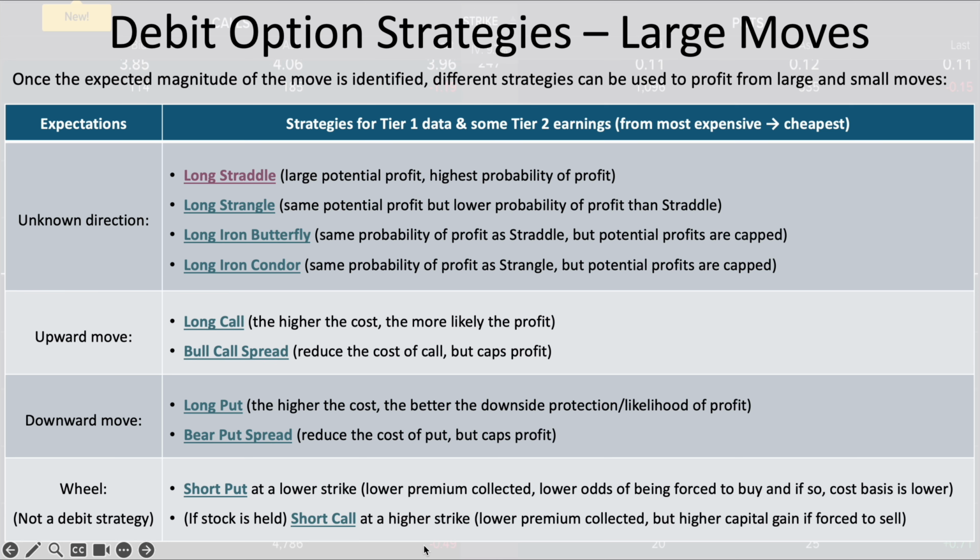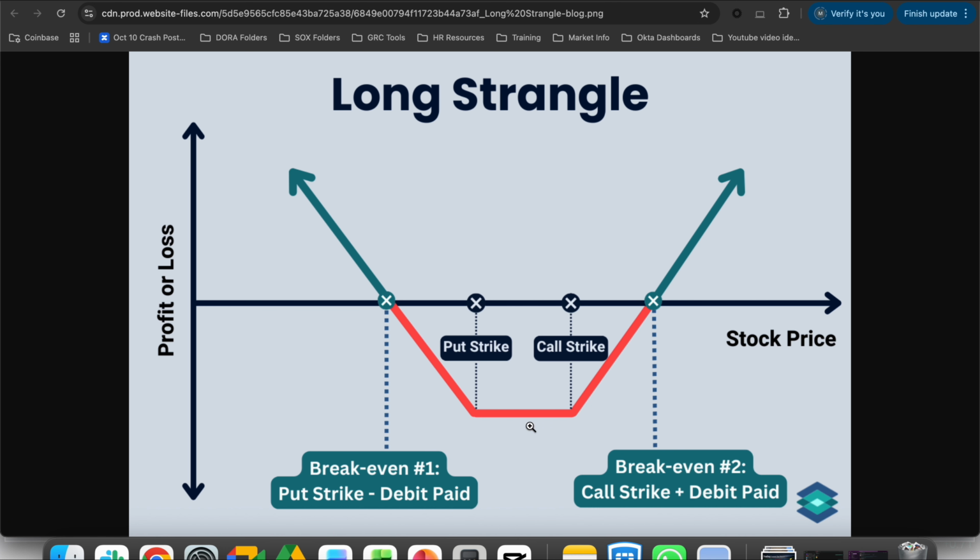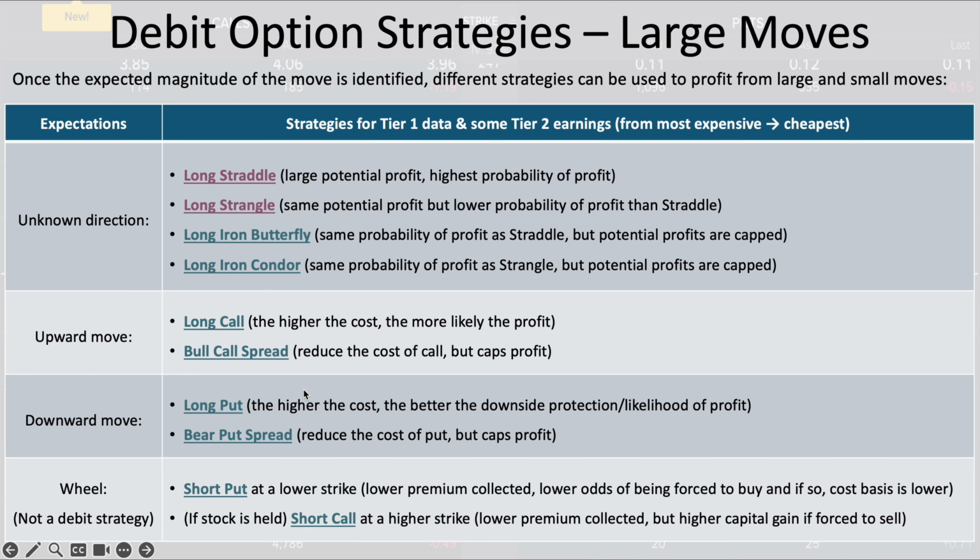Right, now the next one, the long strangle, is the same thing as a straddle, but you don't use at the money puts and calls. You use out of the money ones, so the price is here and you select puts and calls out of the money. It's less expensive, but you need a larger move to profit. So that is the trade-off basically.